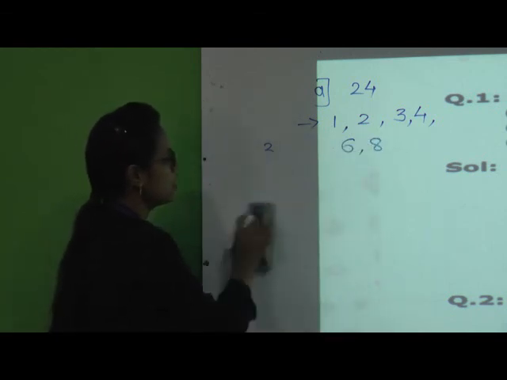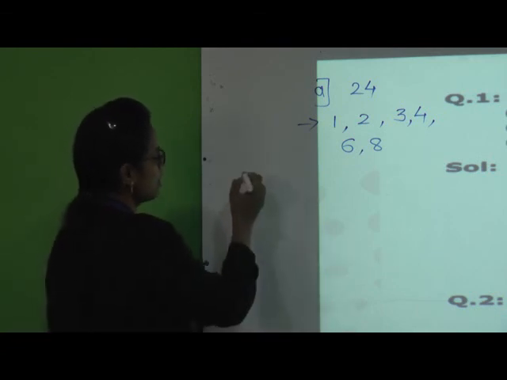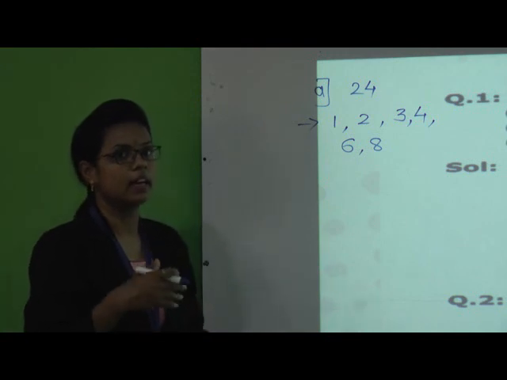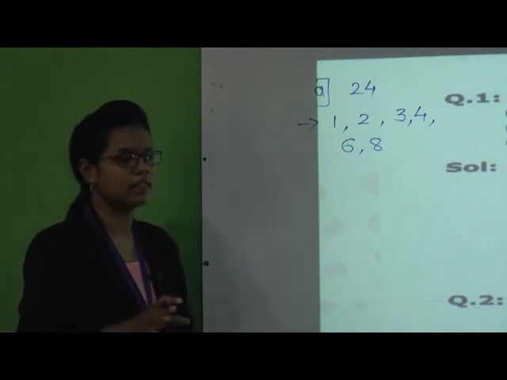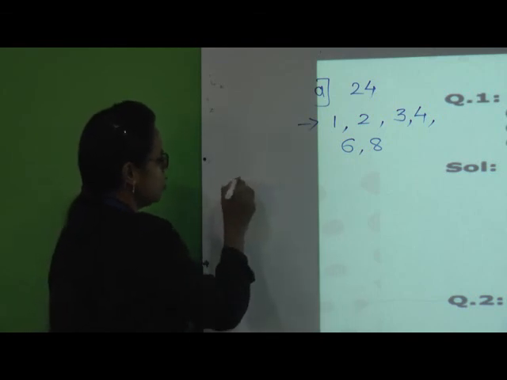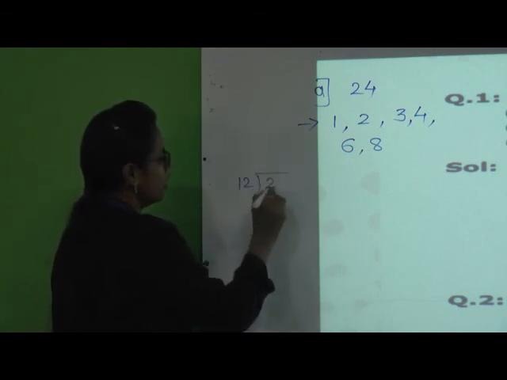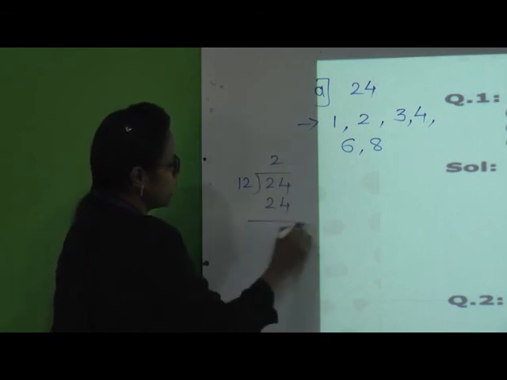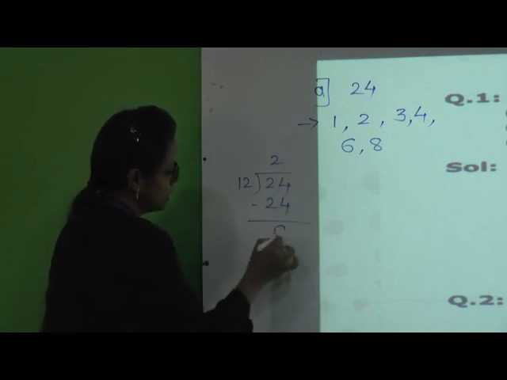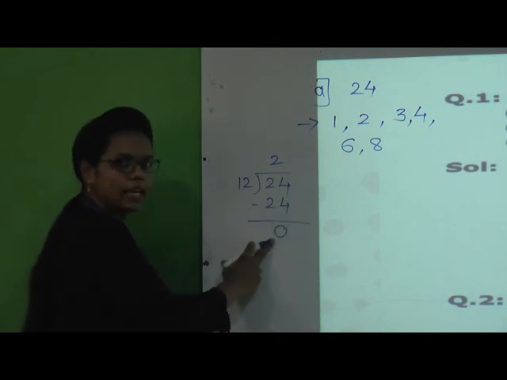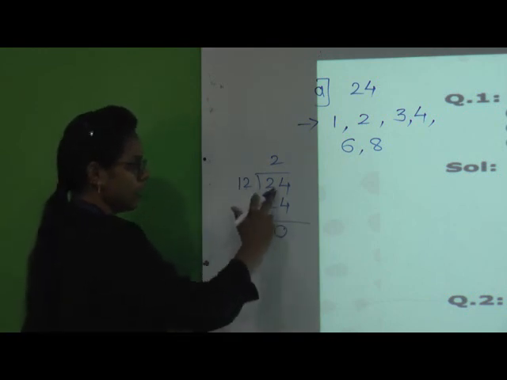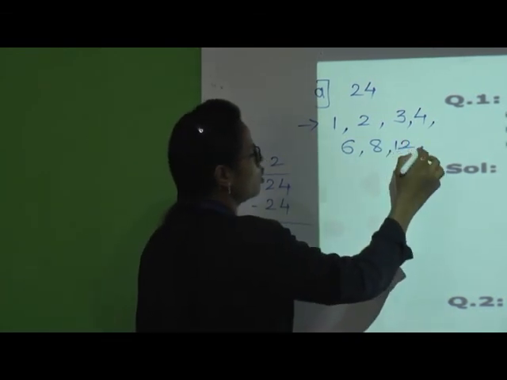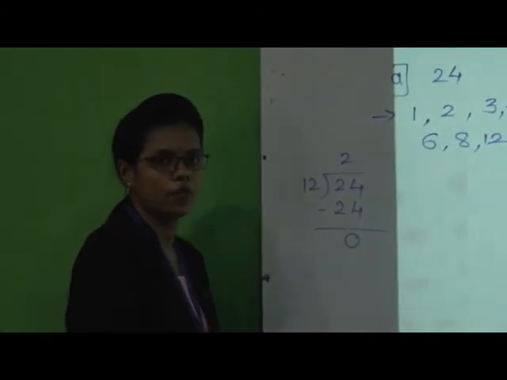Let us take the next number. 9 is not divisible. 10, no. 11, it's not divisible. So let us take 12. 24 divided by 12. 12 2s are 24. 24 minus 24 is 0. It is leaving the remainder 0. So 12 is a factor of 24.